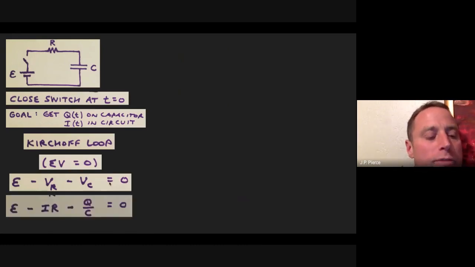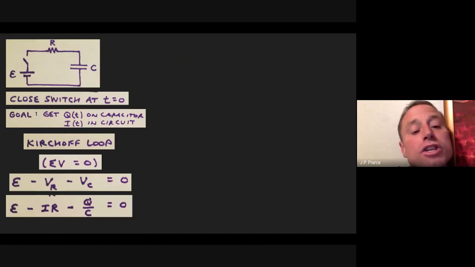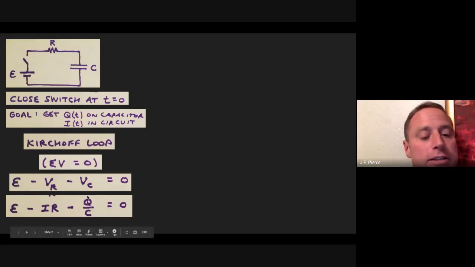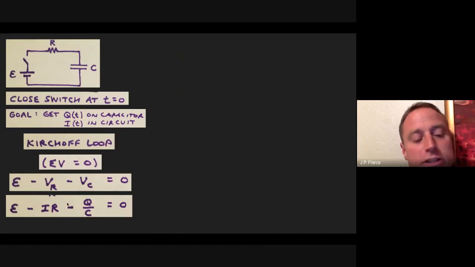And so writing those terms out, you have the battery voltage. By Ohm's law, your voltage drop on the resistor is IR, and then by the definition of capacitance, which we defined as C is Q over V, V is going to be Q over C, and so this term just comes from the definition of capacitance. So what this does is just lists the voltage changes as you go around the circuit.